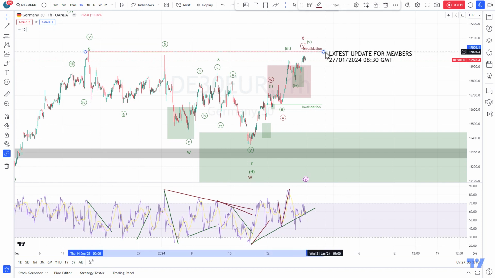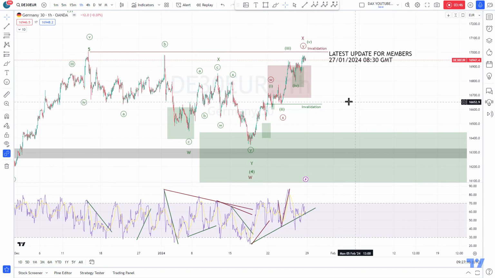This here is the invalidation level for the count in red. After this wave X, we can expect another Y leg down, 1, 2, 3, going deeper. And then there is a chance that the correction here, WXY, is in. So this is the invalidation level for the count in red. We cannot go beyond the all-time high.